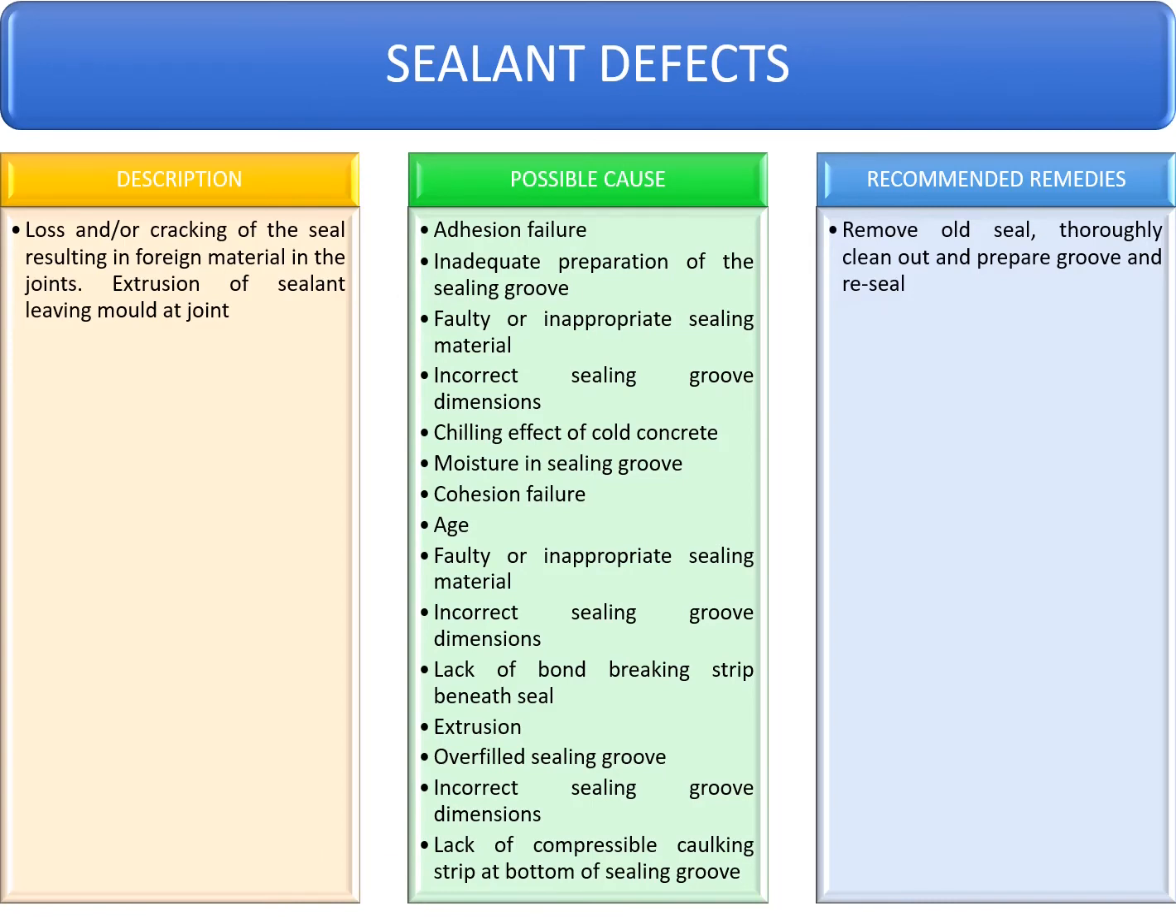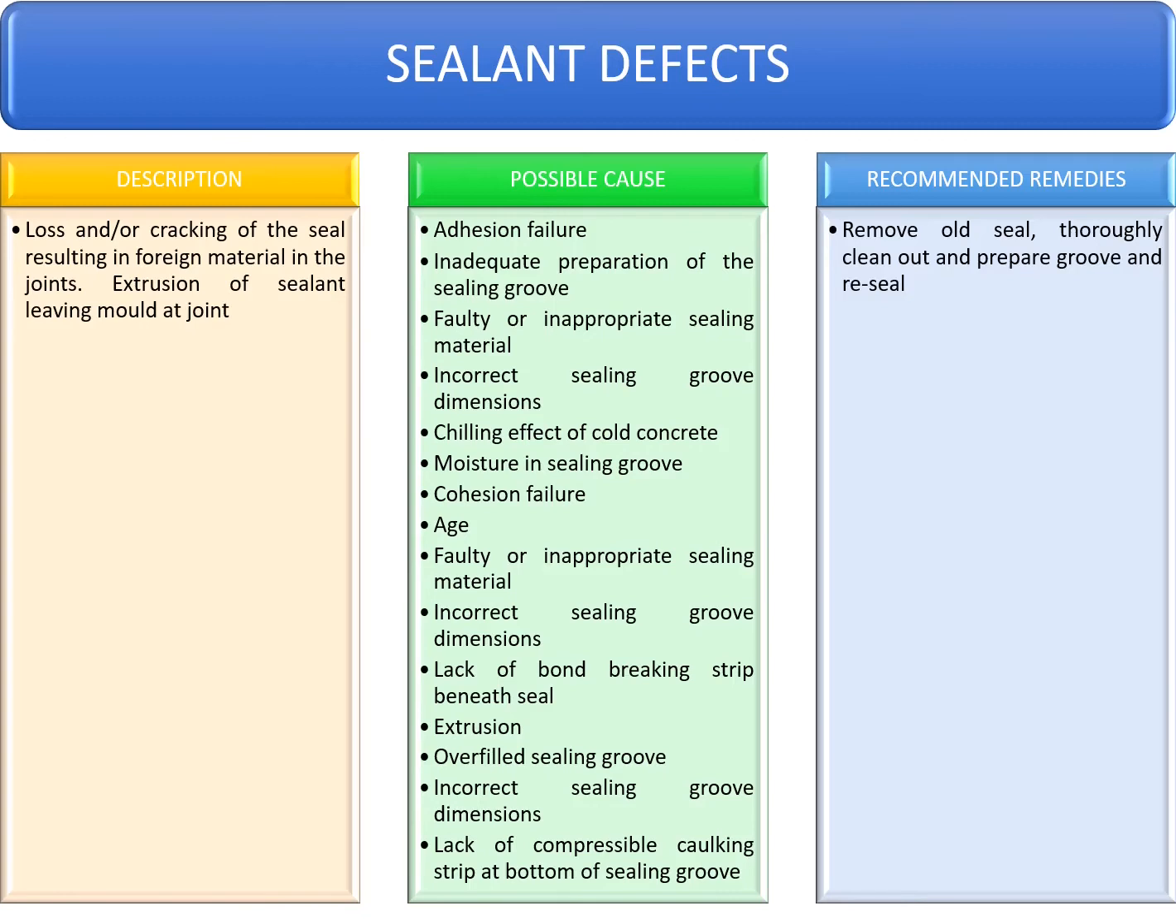Then coming to sealant defects, this is nothing but loss or cracking of seals resulting in foreign materials in the joints, or extrusion of sealants leaving mold at the joints. The possible causes could be: one, adhesion failure; second, cohesion failure; or third, extrusion failure. Adhesion failure is because of inadequate preparation of the sealing grooves, faulty or inappropriate sealing materials, incorrect sealing groove dimensions, chilling effect of cold concrete, and moisture in sealing grooves.